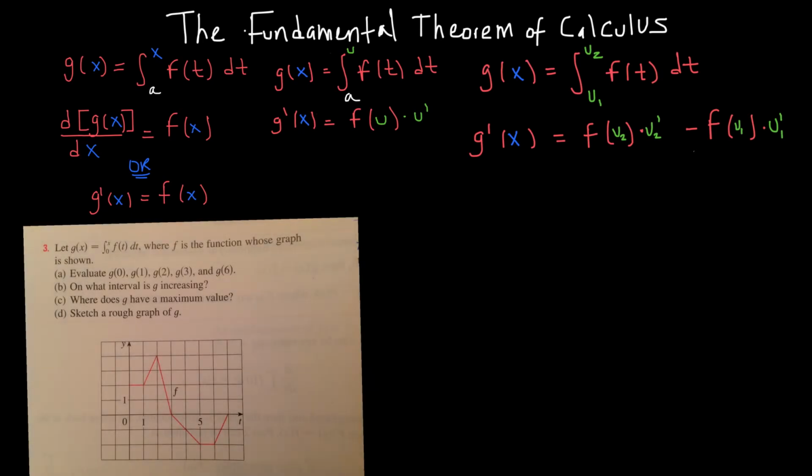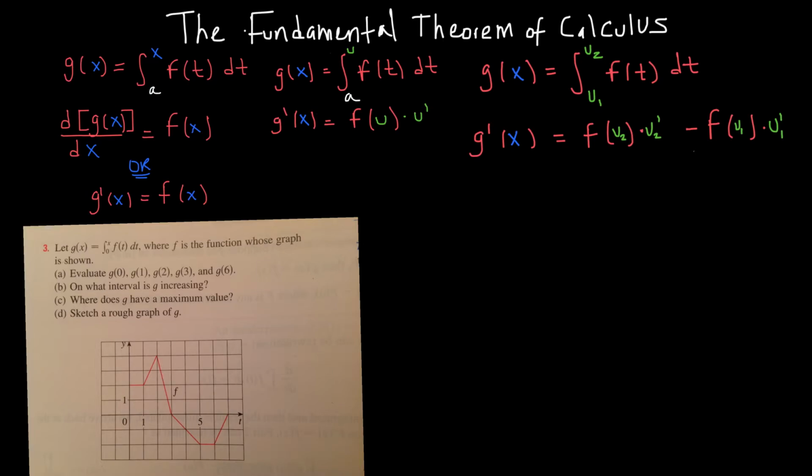So now here's a question from a textbook, and they give us a graph. Notice that they labeled the graph f of x. Actually, they called it f of t, because can you see that they called the axis t? And it's a piecewise function.